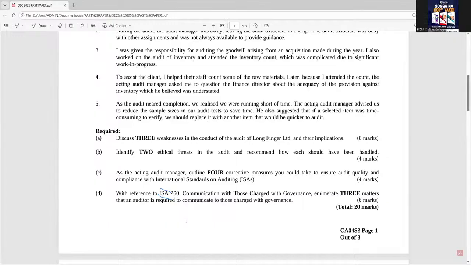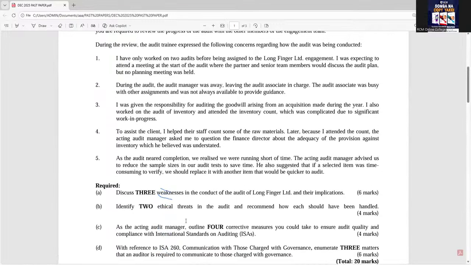Of course, this part D doesn't so much relate to the case study, but part A, part B, and part C have to relate to the case study. So you have to understand what is happening in the case study to be able to adequately answer parts A, B, and C. For example, we've been given a number of scenarios here, but look at the first part here.